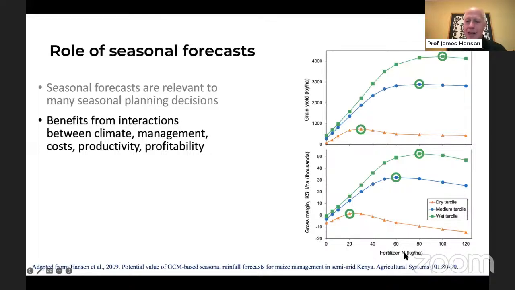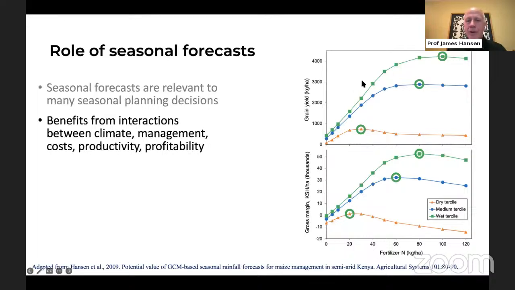Again, like I showed in the last session, this is a nitrogen fertilizer response curve. But I separated it into the driest 1/3 of past years, the middle 1/3 of past years, and the wettest 1/3 of past years in terms of the October, November, December rainfall total. Just to show how yield and profitability interact with rainfall.